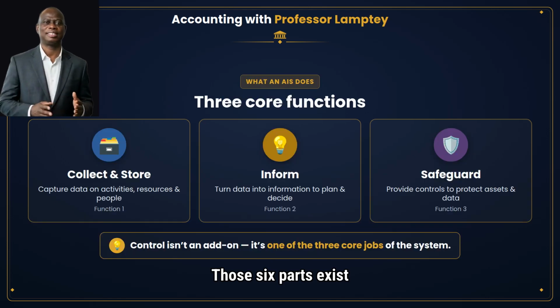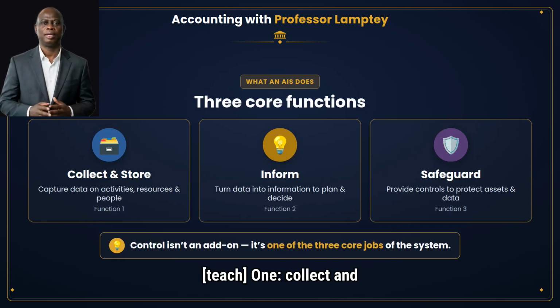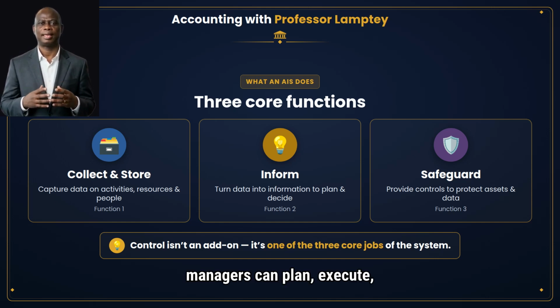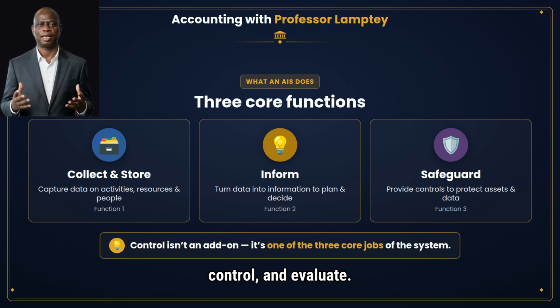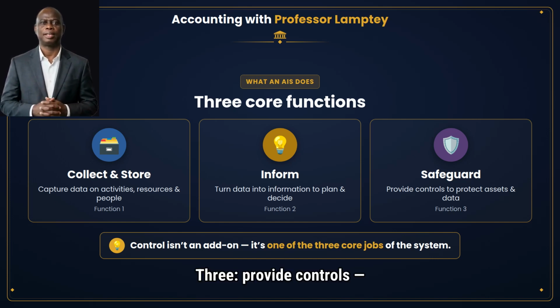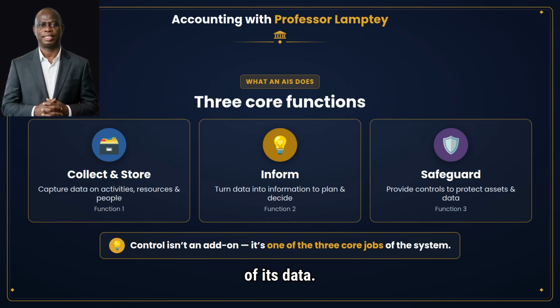Those 6 parts exist to do 3 things. 1. Collect and store data about the company's activities, its resources, its people. 2. Turn that data into information so managers can plan, execute, control, and evaluate. 3. Provide controls to safeguard the company's assets and the reliability of its data.